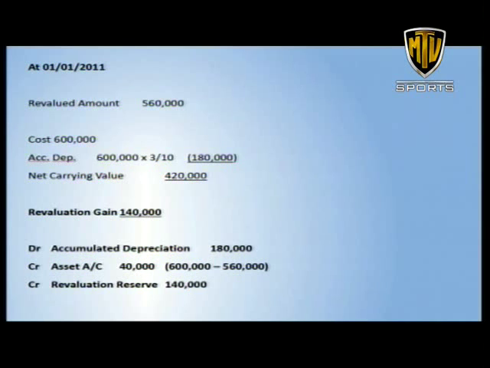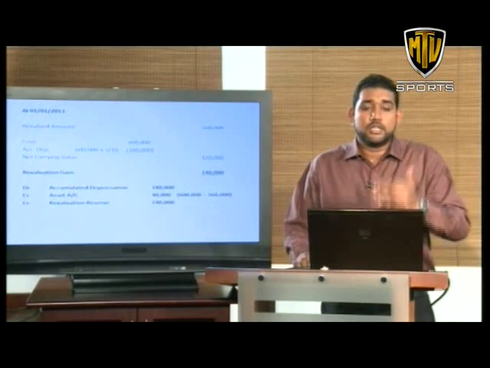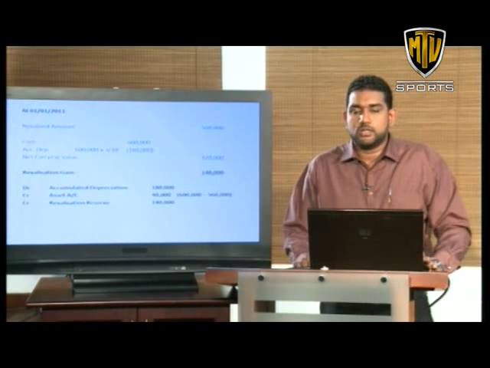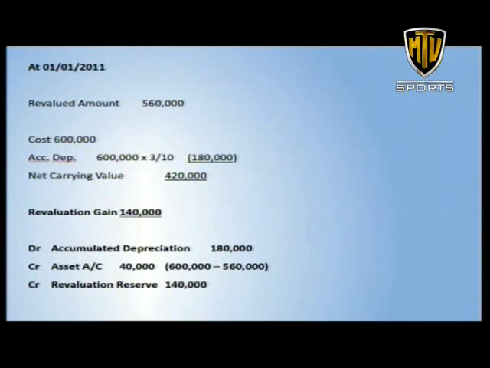Then again, the next step says to make sure the balance in the cost account is in line with the revalued amount. Cost account balance, as you can see, is $600,000. Revalued amount is $560,000. So the cost account is $40,000 more than the revalued amount, $600,000 and $560,000. So we need to reduce it down. $600,000 needs to be reduced down to $560,000. So $40,000 we record as a credit. So debit $180,000 accumulated depreciation, credit cost account, asset account, $40,000.